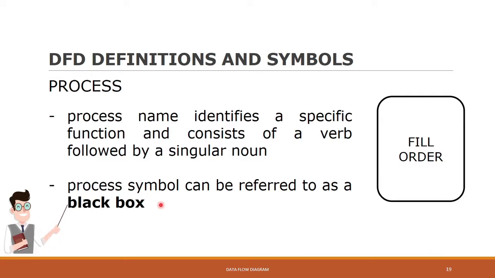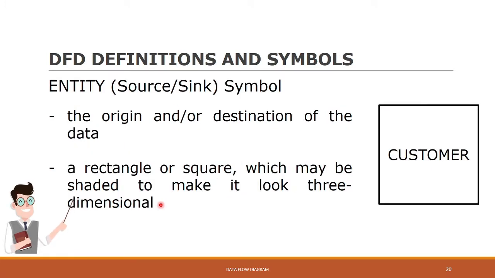Then let's move to the next symbols of data flow diagram, the entity or the source or sink symbols. A source or sink is the origin or the destination of the data. Sources or sinks are sometimes referred to as external entities because they are outside the system. A rectangle or a square is used for a source or sink, and its name states what the external agent is. For example, here your source is the customer, or it can be the sink.